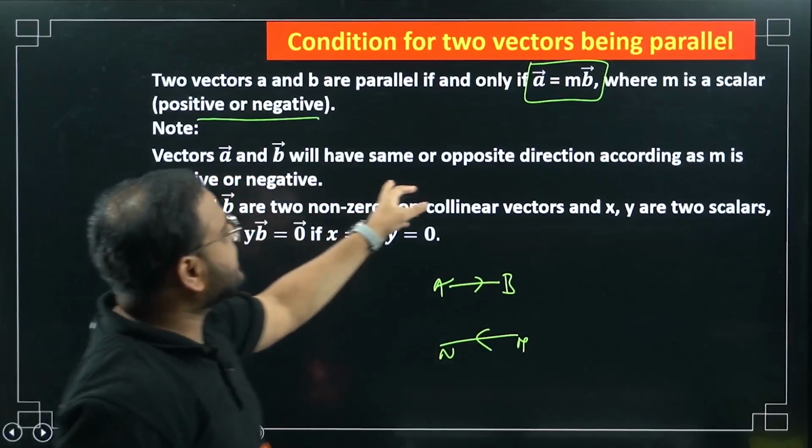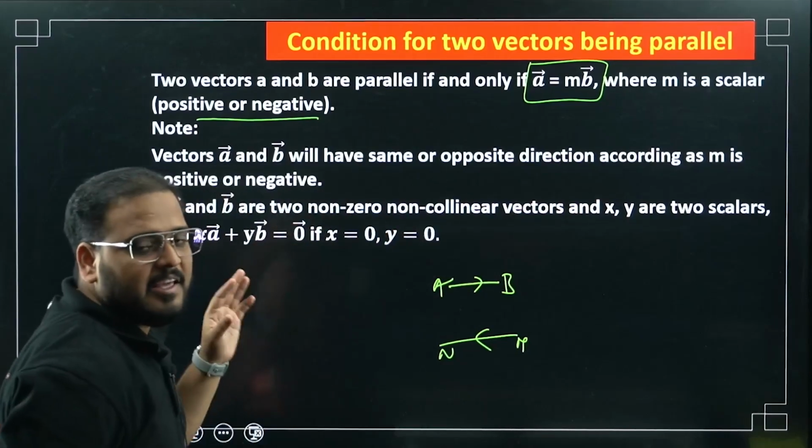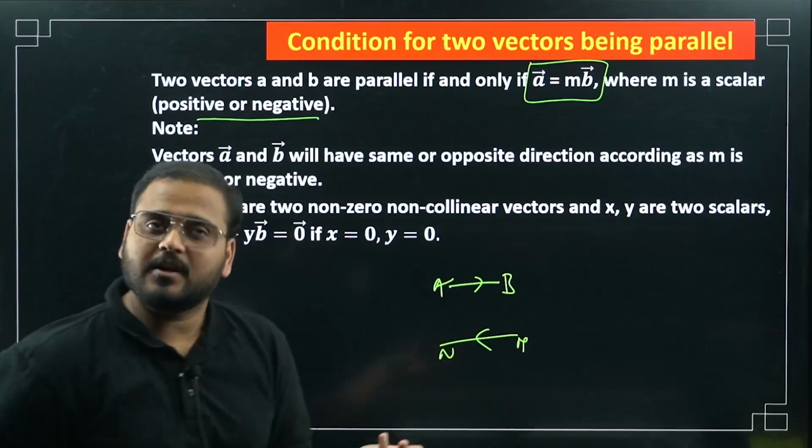Now a few notes. Vectors a and b will have the same or opposite direction according to m. If m is positive, it means same direction. If m is negative, then opposite direction.